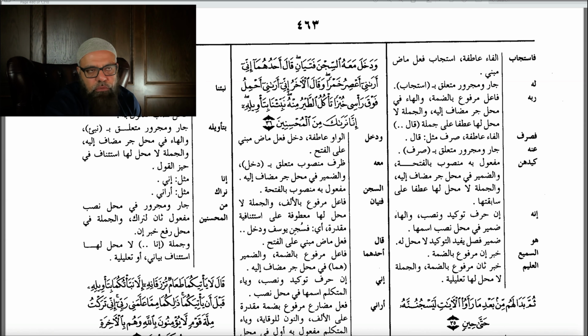Actually, نبئنا بتأويله will do that as well, and إنا نراك من المحسنين will do that as well. But the تأكل الطير منه, he says والجملة في محل نصب نعت لخبزا. And this sentence is in the place of nasb because it's modifying khubzan. In other words, it's sifa.